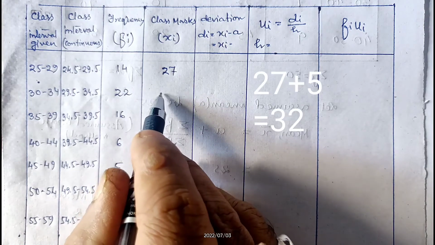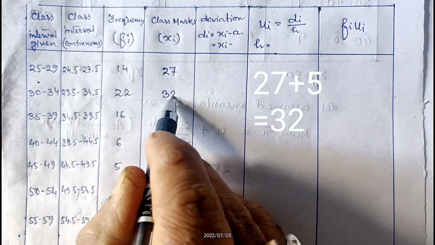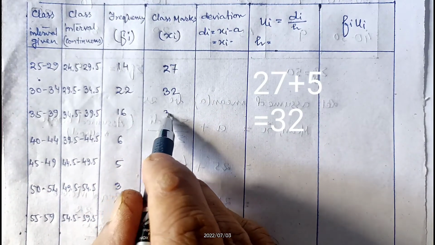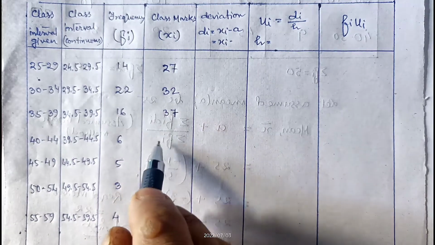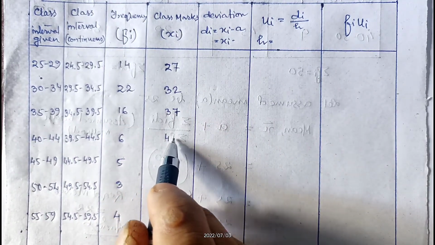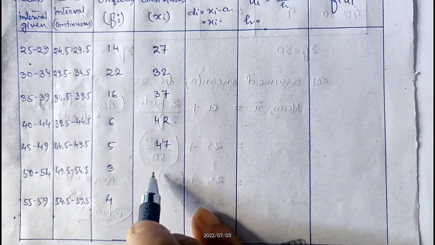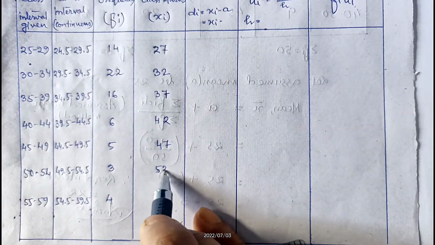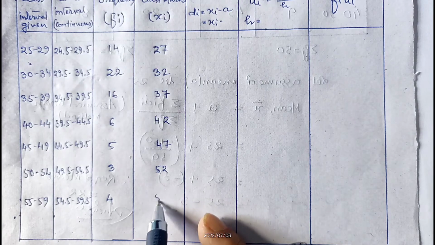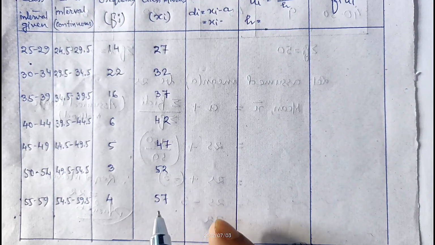So 27 plus 5 will be 32. Plus 5, it will be 37. Plus 5, it will be 42. Plus 5, it will be 47. Plus 5, it will be 52. And if I add 5, it will be 57. So we got the class marks.